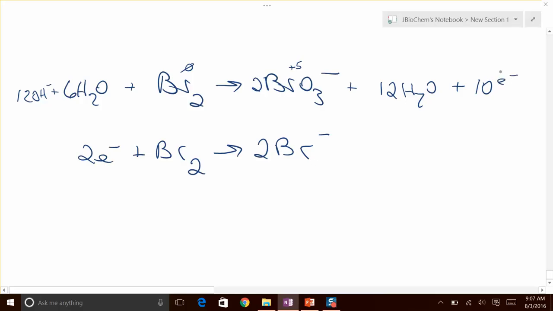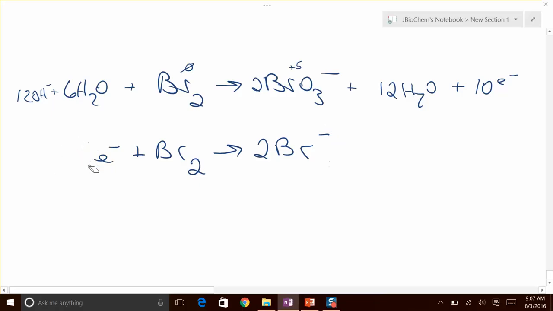This one is going to form over here. We're just going to say 12 H2Os on this side, plus 10 electrons, okay? And that's the top one, right?